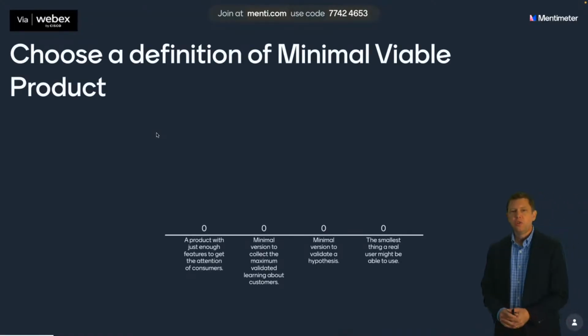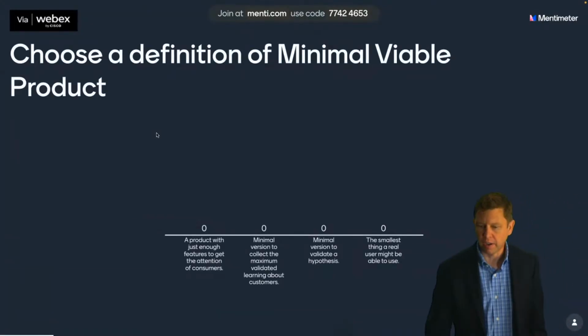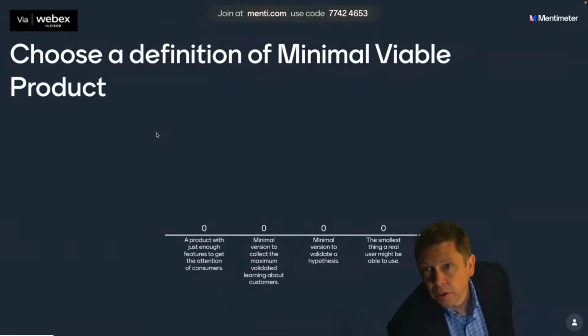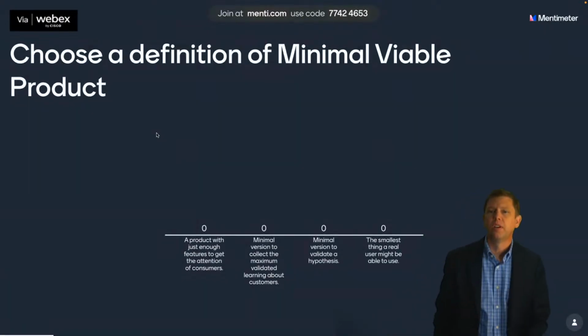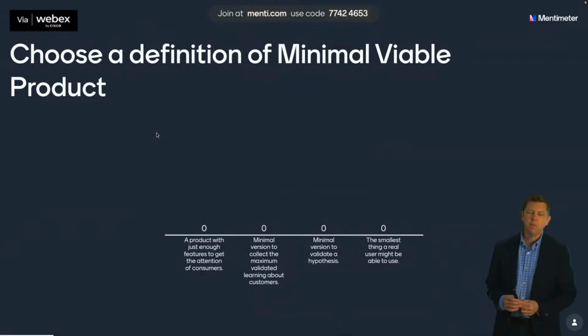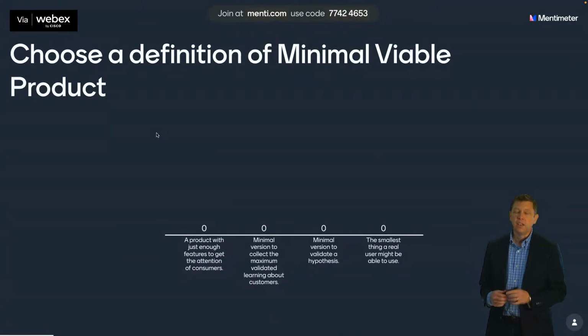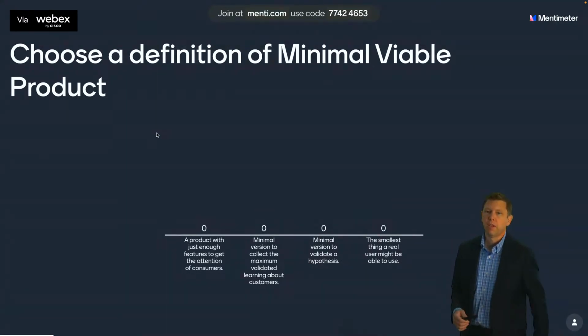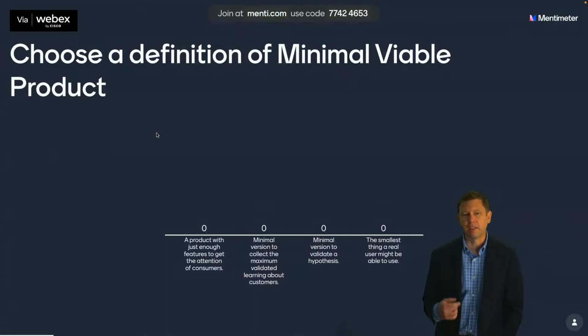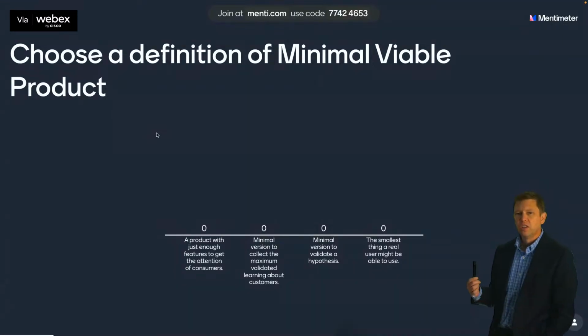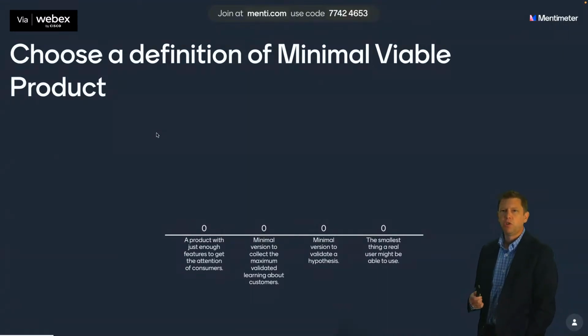A question for you. Choose a definition of minimally viable product. I think I've got that ready to go. Paste the link in there. So how would you define a minimally viable product? These are all definitions that I found in various places for an MVP, so it's not like there's a right or wrong answer. Just what do you see? How would you define an MVP?